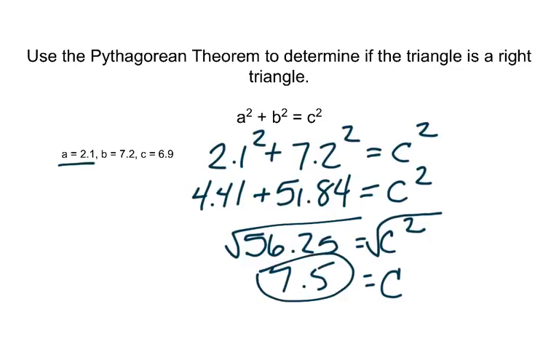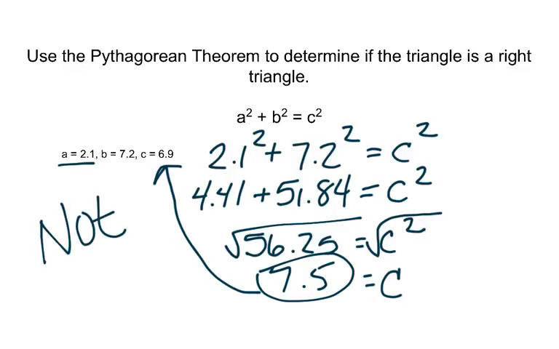I'm checking to see if these two match. Well, C in my measurements is 6.9, and C when I solved is 7.5. Since these do not match, this is not a right triangle. So no, it is not a right triangle.